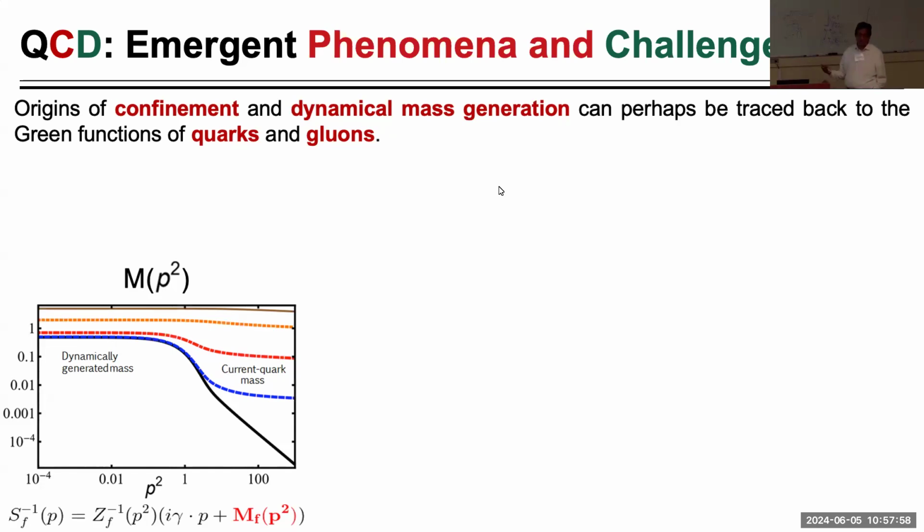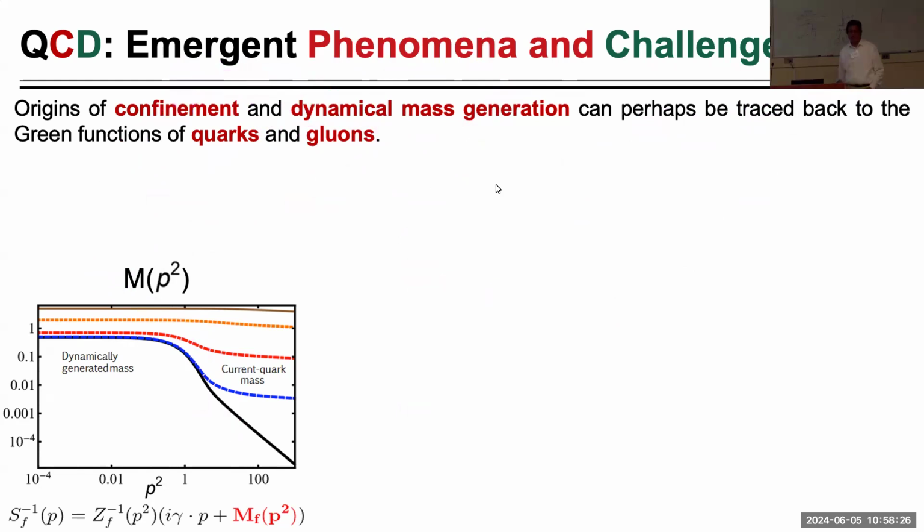If you're studying there in covariant gauges, you of course also make use of the ghosts. So how is it that you can start from these particles and then be able to understand how they're put together to study the structure that we want to study? Now it could be that the origins of both confinement and dynamical generation of this large mass of a proton can be traced back to the Green functions of quarks and gluons.